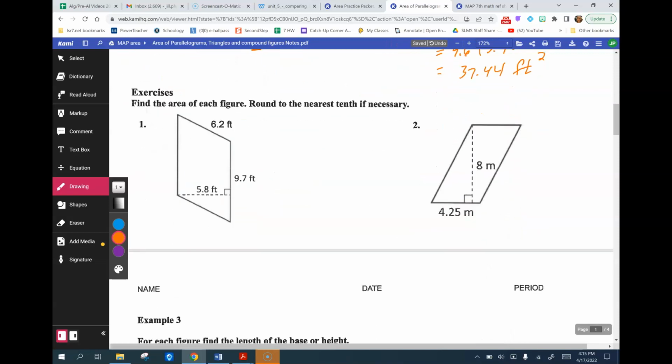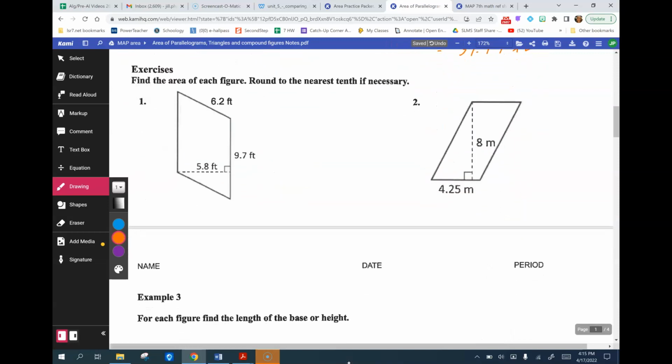Okay, so we're going to try all these. What I'd like you to do right now is pause yours and try these, and I'm going to try them too, and then we'll come back and compare. So pause yours, try these two right now, go.